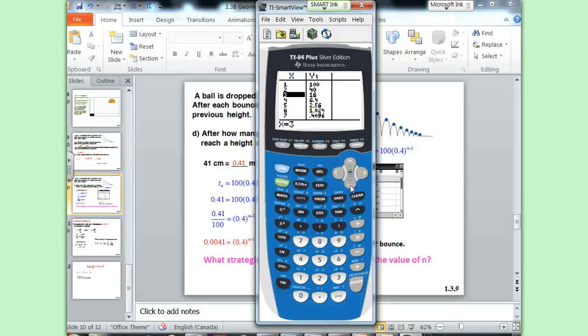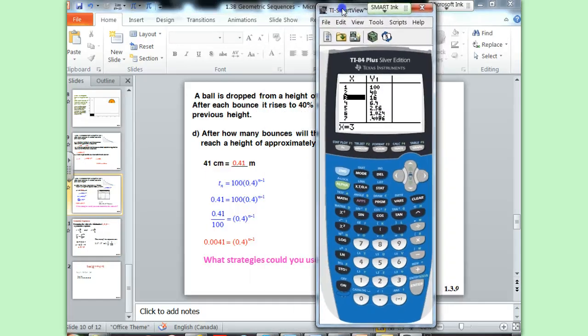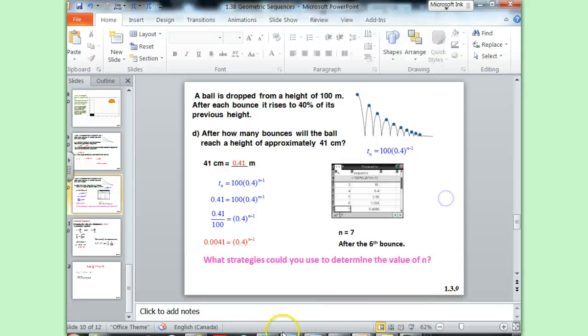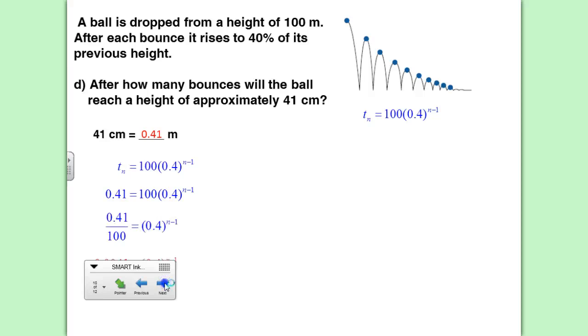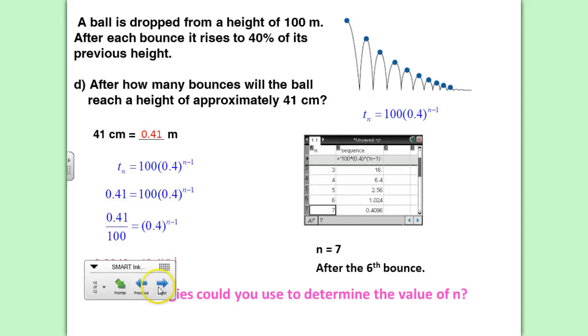Now, what are we interested in? We're interested in when this thing is less than 0.41 meters. So when does that happen? Well, it happens after it's 0.40 after the 7th term. So that would be the 6th bounce, right? We'll go back to our PowerPoint now, and after the 6th bounce, if you use the table idea that we just did in our calculator, all right?